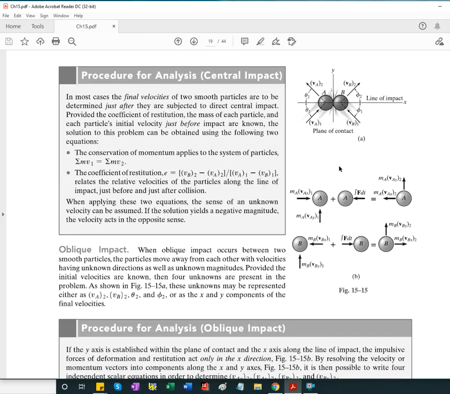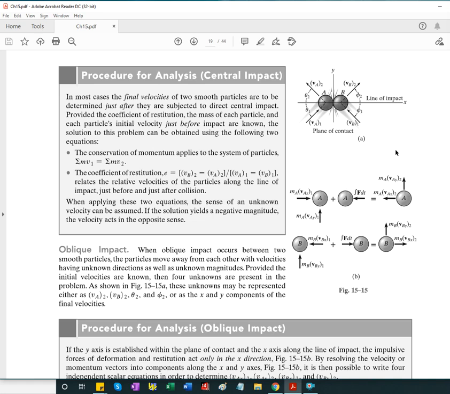Okay, for oblique impact, like you see it here, we define a line of impact connecting their centers, perpendicular to a tangent plane, and you measure the initial angles relative to the line of impact: theta 1 initial angle, phi 1 initial angle, VA1, VB1, and then the velocities of particles A and B after impact and the corresponding angles.